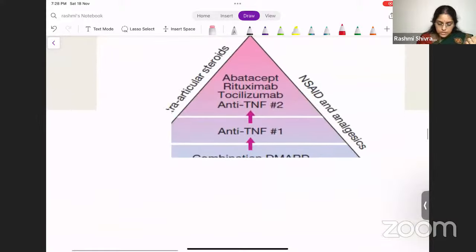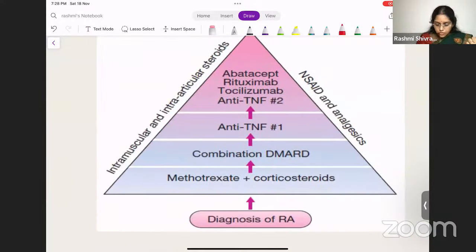So let's revise this picture once. Diagnosis of rheumatoid arthritis, you start the patient on methotrexate along with steroids. Then you have a combination of DMARDs. You add sulfasalazine, leflunomide, all those things. If that is also not working, then you have to add a TNF-alpha agent. Then if that is not working, you give the patient another TNF-alpha agent along with rituximab or abatacept or tocilizumab.